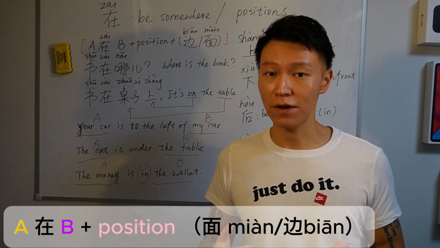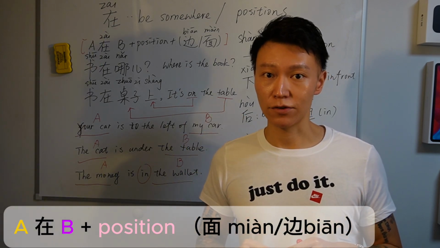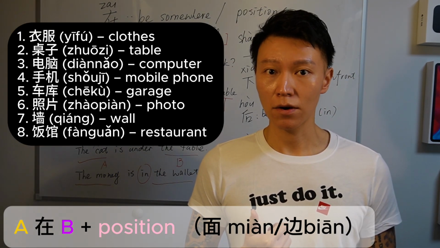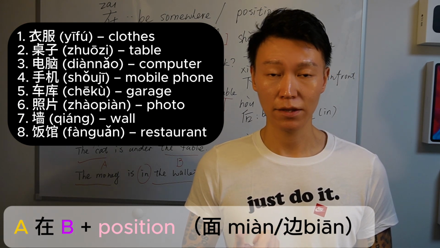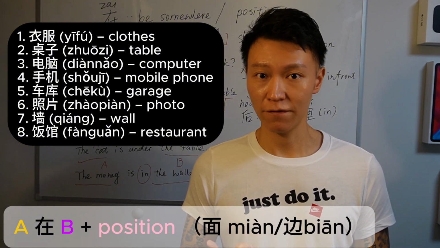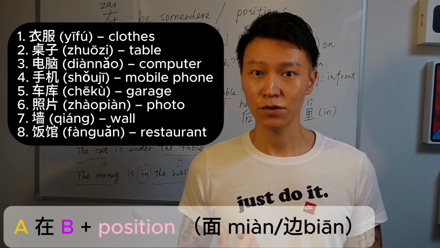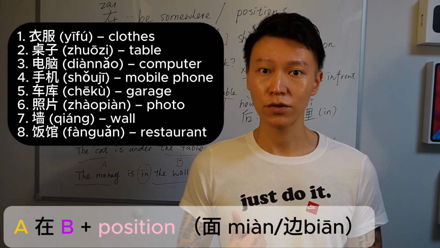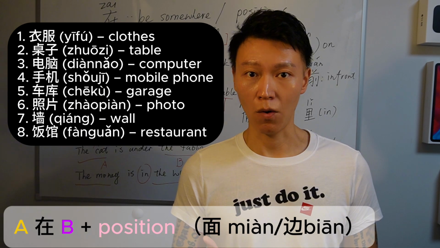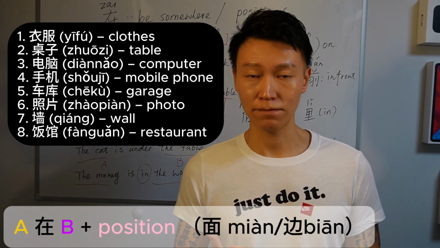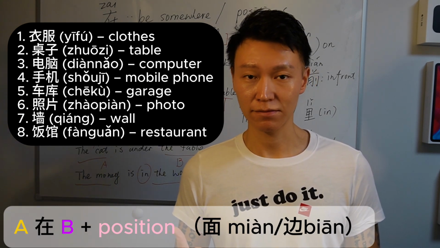Okay guys, I have a takeaway for you today. Please translate the following sentences and leave your answers under the video. The first one, my clothes are on the table. The second one, my computer is to the right of my phone. Next one, your car is in the garage. Next one, the photo is on the wall. The last one, they're outside the restaurant.